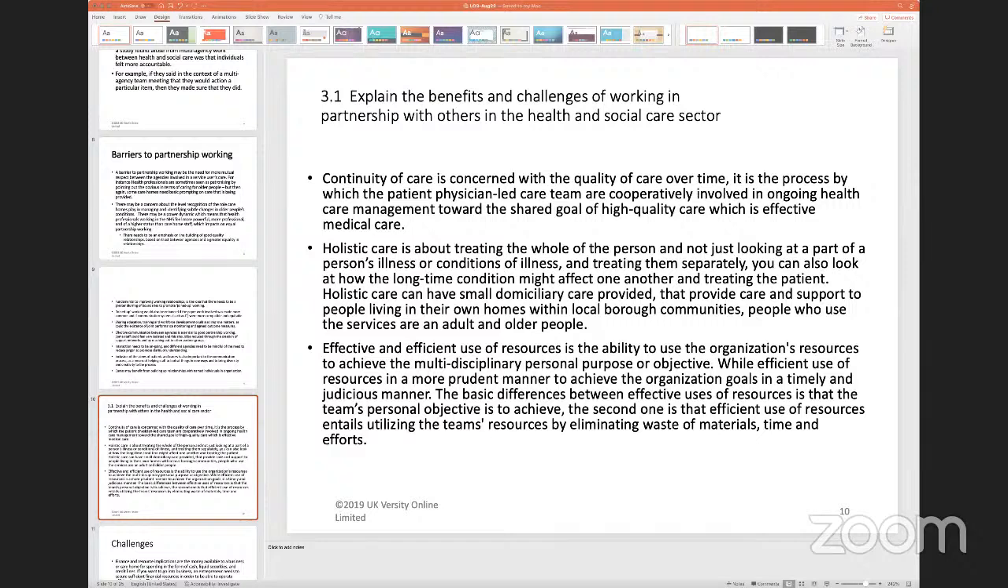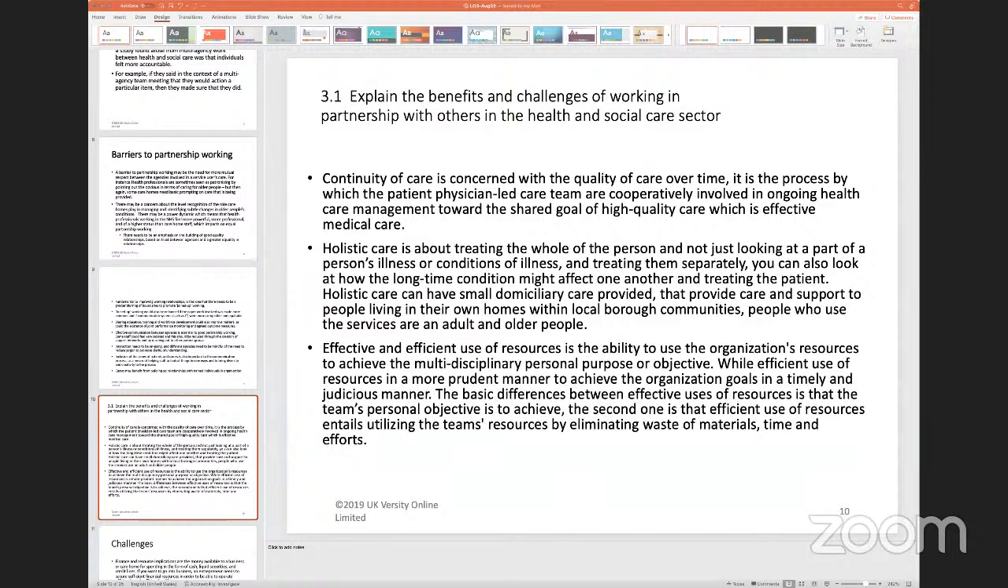And the first assessment criteria we are looking at is 3.1. This assessment criteria is primarily looking at talking through the benefits and challenges of working in partnership. Now here, as I mentioned, when I talked about barriers, these could be challenges which people are essentially facing when we talk about working in partnership.